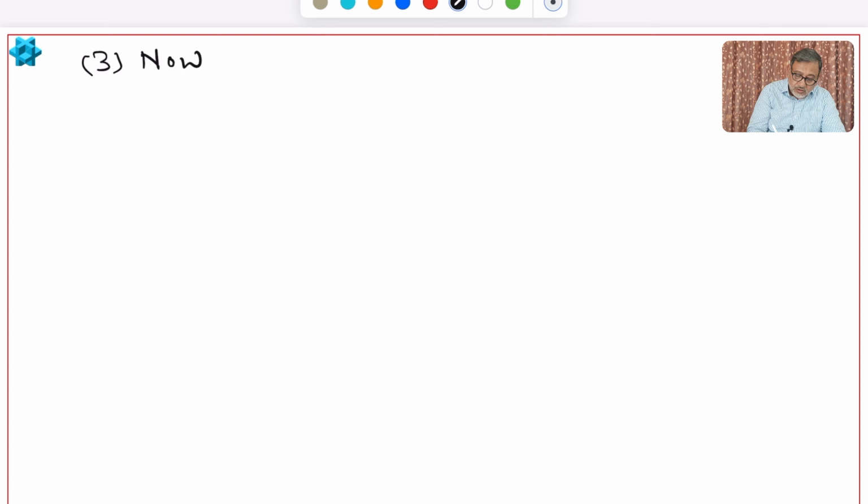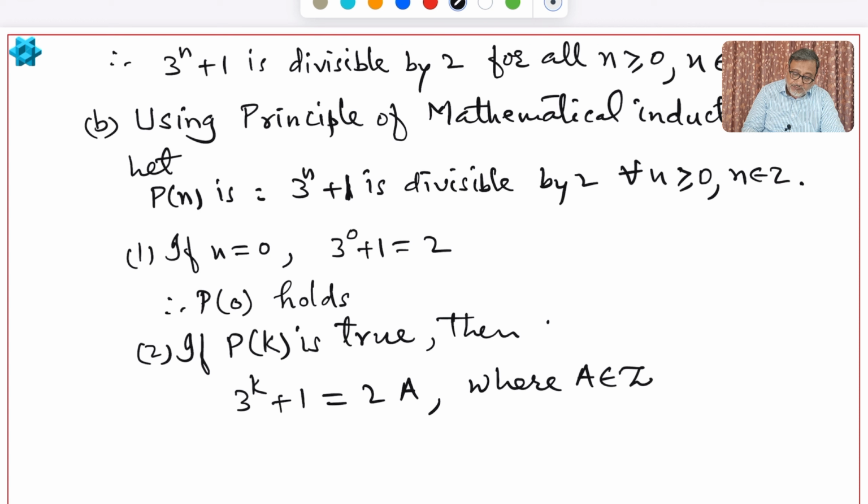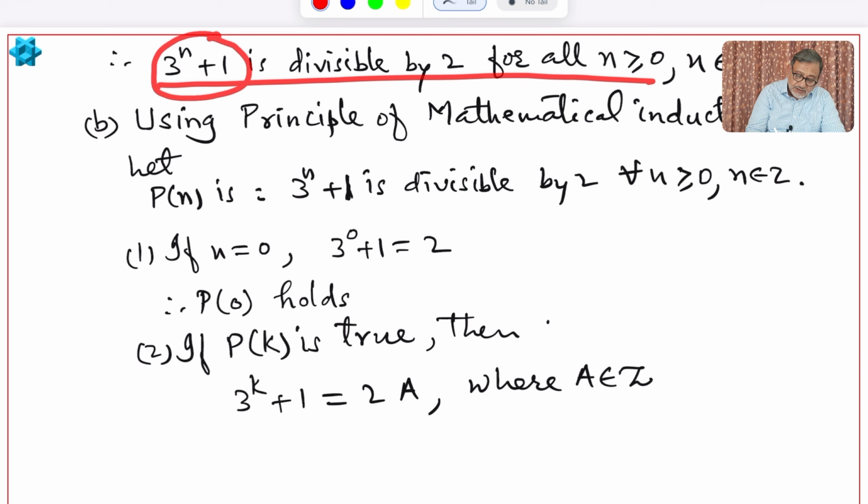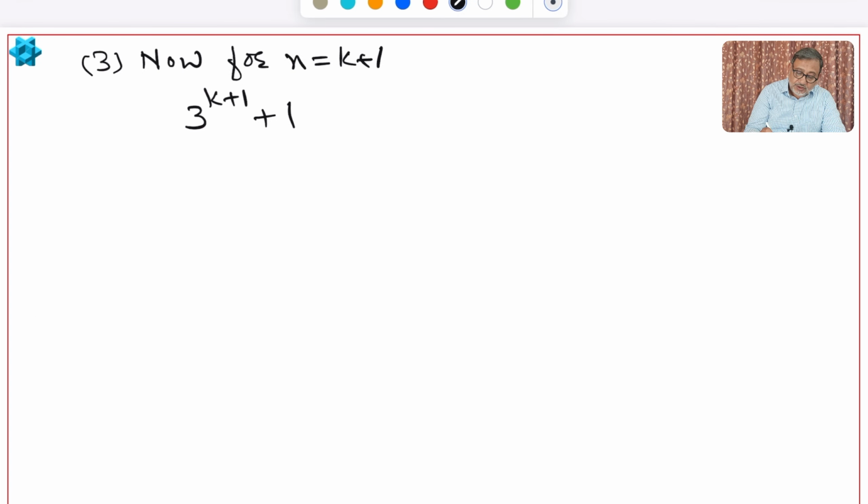Now for n equal to k plus 1, we will write 3^(k+1) + 1. From where? From this statement, where we are writing 3^n + 1, we are writing 3^(k+1) + 1. And this will be equal to 3^k times 3 plus 1, right? I have separated 3 from it. So now 3 can be common from this.